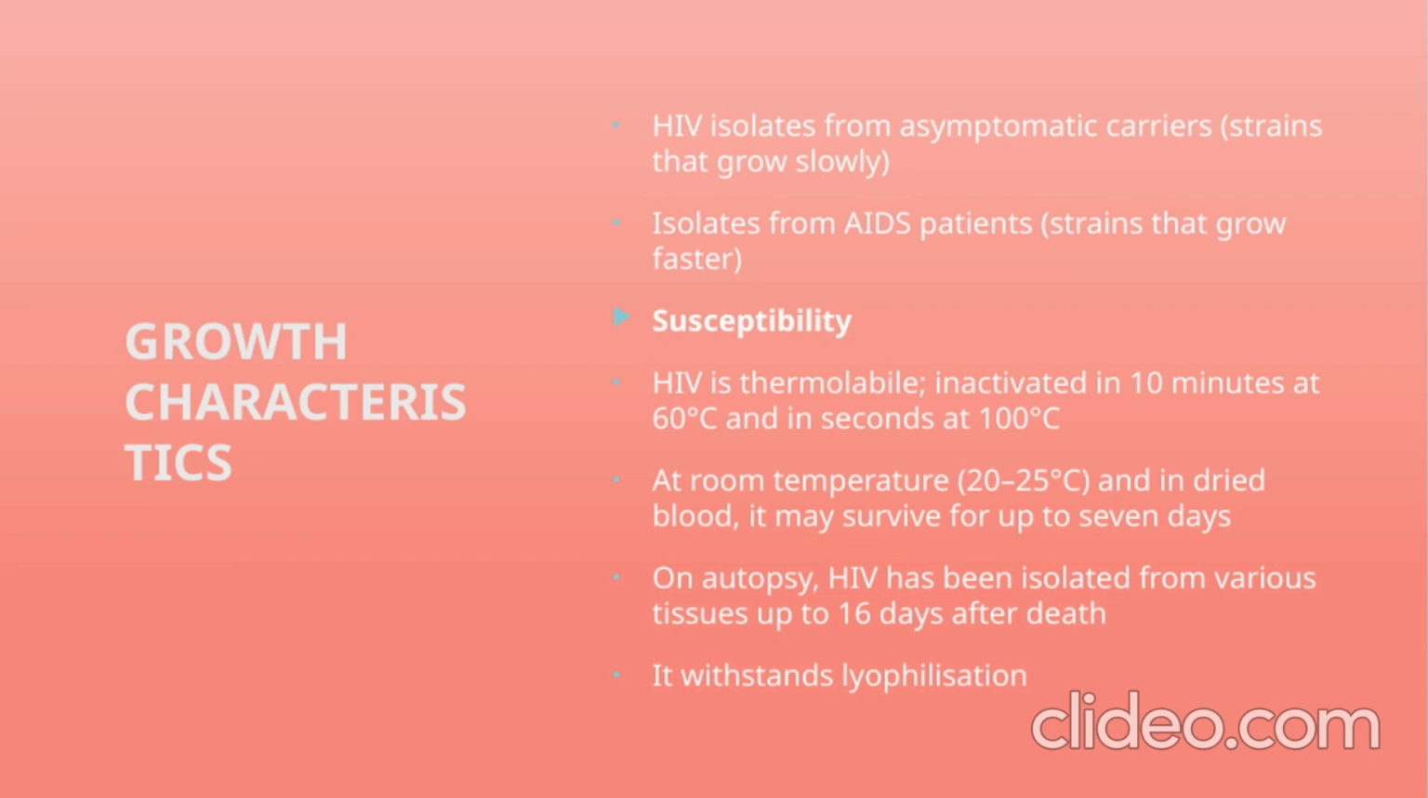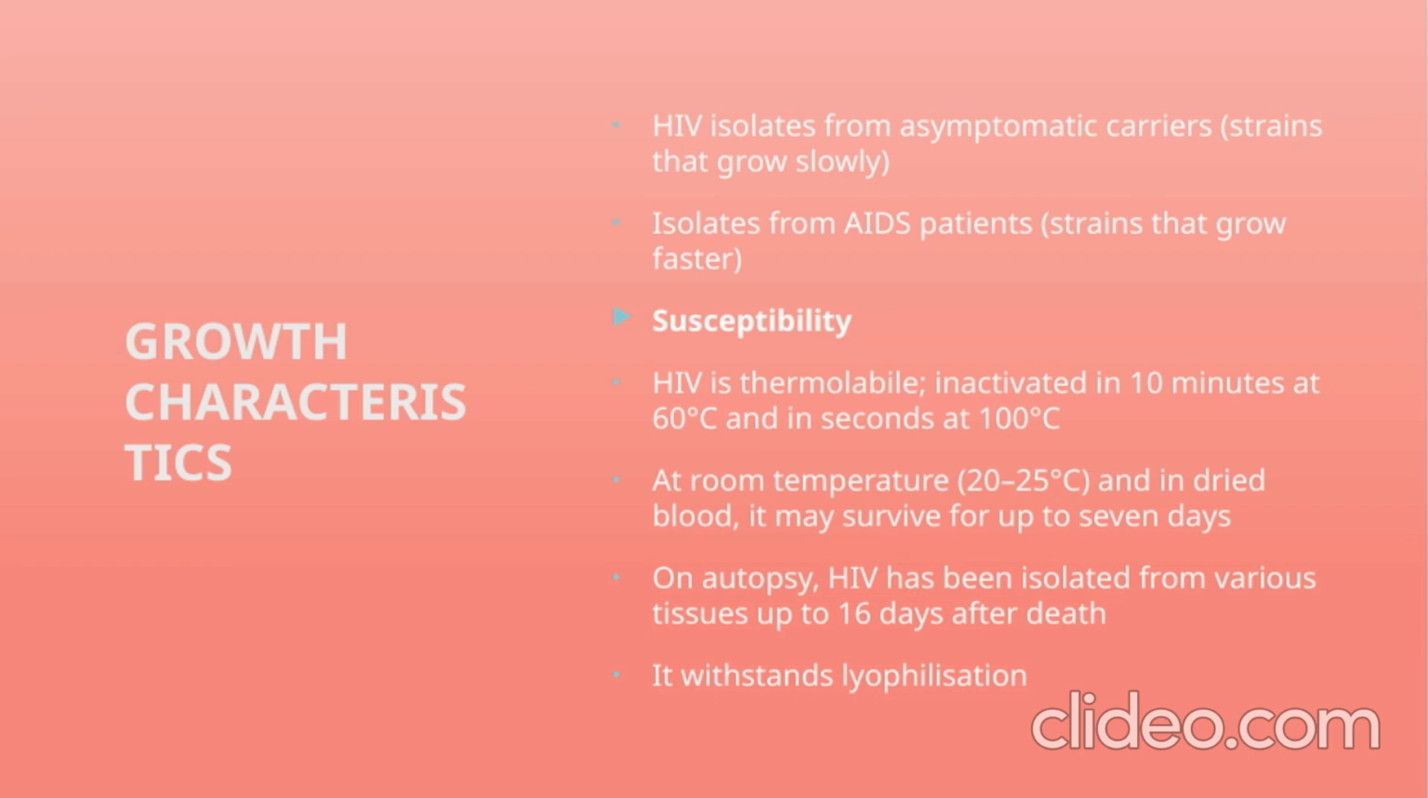behaves in the body. Moving on to susceptibility, it's important to note that HIV is thermolabile. That means it's sensitive to heat. For example, it gets inactivated in just 10 minutes at 60 degrees Celsius and even faster, within seconds, at 100 degrees Celsius. So, heat is a very effective way to kill the virus.